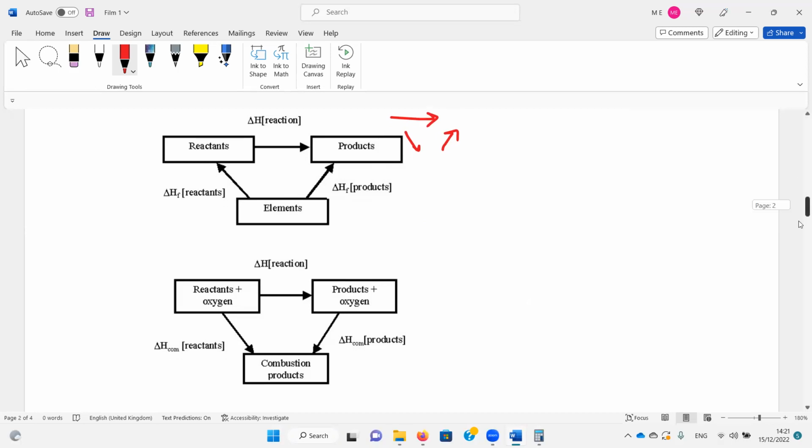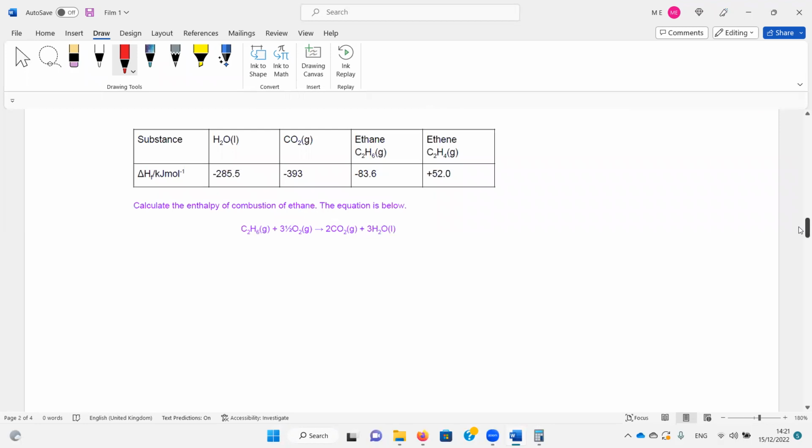I'll come to this when we do the calculations in the problem in a second. Okay, so here we have the problem. The first problem here is you are presented with the enthalpy change of formation of different compounds, and you are asked to find out the enthalpy of this chemical reaction. So what do you need to do? The first thing is have a look at the chemical reaction.